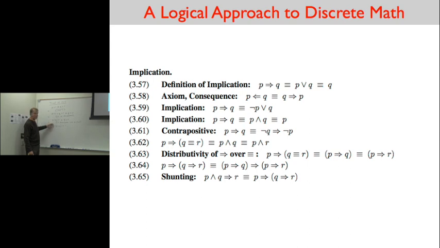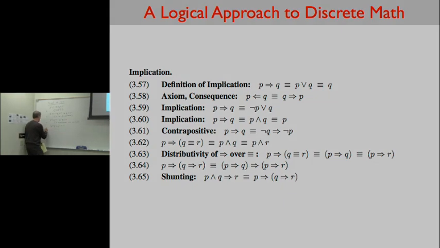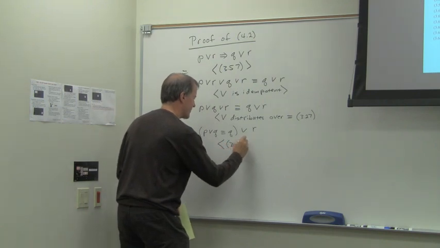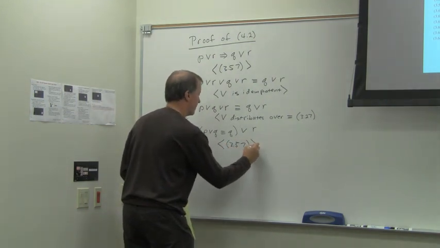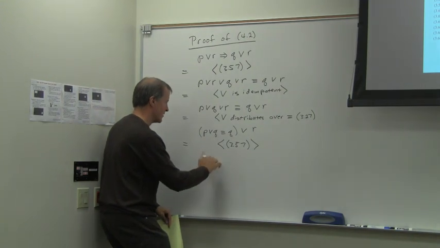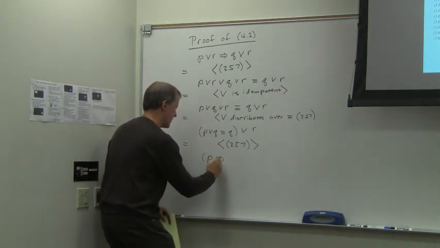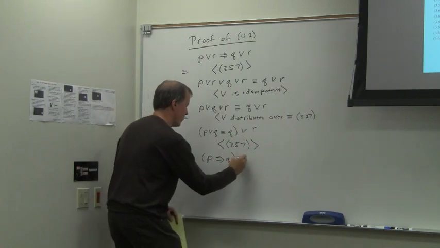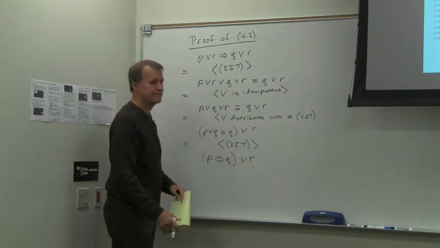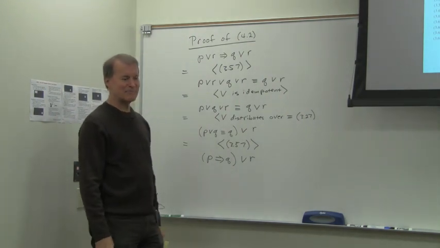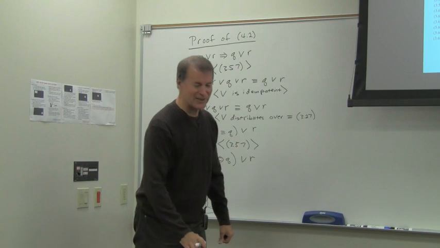Well, let's use 3.57 to go from here to here. So this equals by 3.57. So what would you say should go here now? P implies Q. P implies Q or R. Okay, now if anybody can tell me the next step, I'll be very impressed.